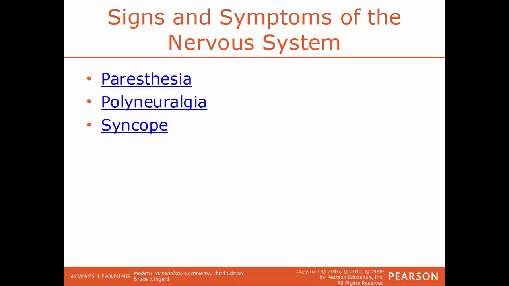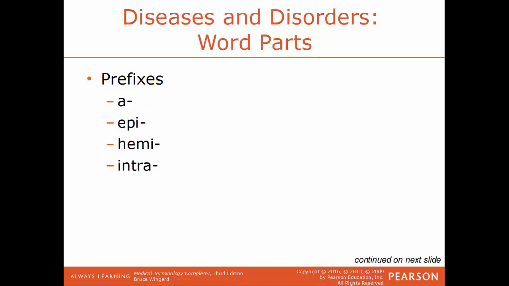And our last term here, syncope. This is a temporary loss of consciousness due to a sudden fall in blood pressure. This is when someone faints. They are experiencing syncope. All right, now we'll talk about some diseases and disorders of the nervous system and the word parts. The prefixes, a means lacking or without.